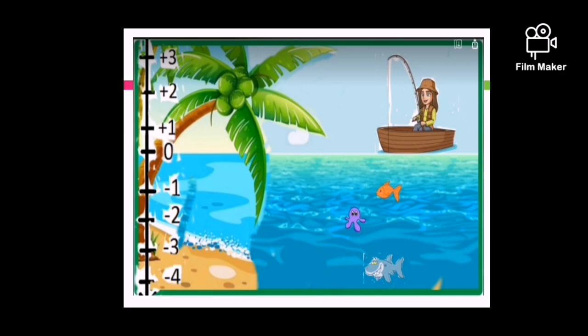Take a look at the figure. The sea level is represented by 0. As you can see, the distance below and above the sea level is represented by positive and negative integers. If we find the distance from the fishing rod to the sea level, it is 3. The distance from the octopus to the sea level is 4. And the distance from the coconut to the shark is 6.